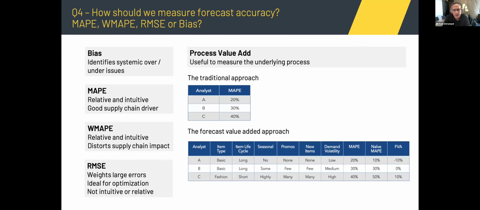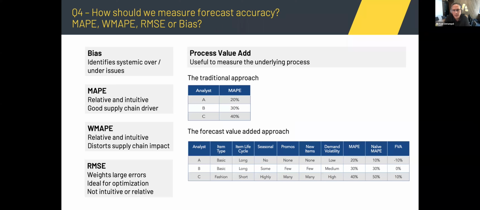I am a huge fan of forecast value add as a measure of overall process effectiveness, because it does help you focus your attention where your analysts can truly add value, and helps you understand where they may be hurting the process. And ultimately, we have to keep in mind that MAPE is so tightly tied to the forecastability of the product itself that comparing MAPE from one item to another, or one category to another, one analyst to another, in some ways is a waste of time.